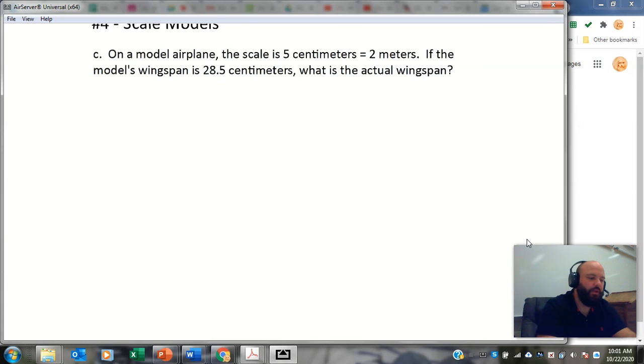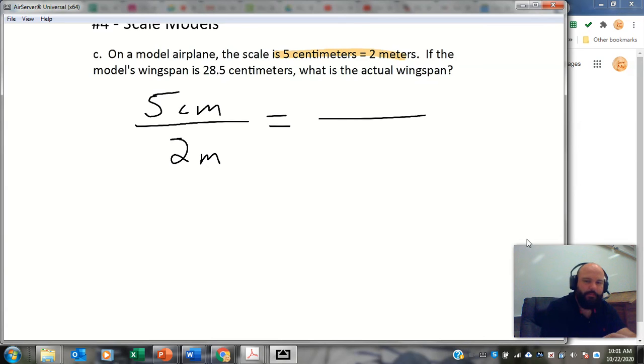Okay, so on this one, on a model airplane, the scale is 5 centimeters is equal to 2 meters. So this is our established ratio that we know, right? 5 centimeters to 2 meters. Now we need to set that up to another ratio to form a proportion. It says if the model's wingspan is 28.5 centimeters, what is the actual wingspan?